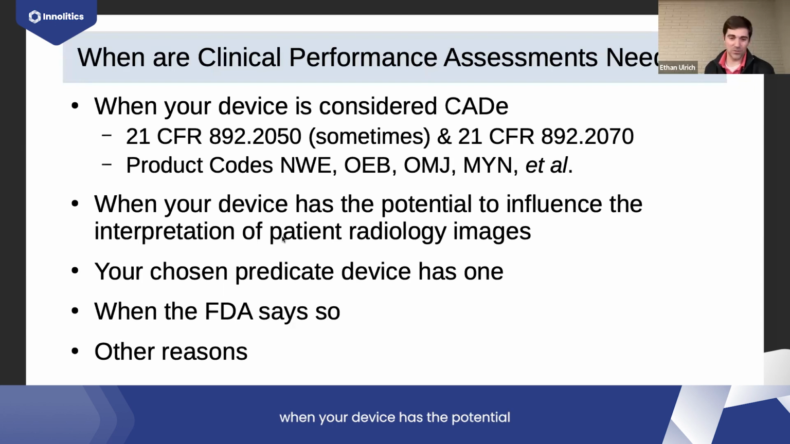When your device has the potential to influence the interpretation of an image, that is likely when you'll need some sort of clinical performance assessment. It may not be designed exactly like they are for a CADI device, but if you're influencing a reader in some way, there likely will need to be this type of assessment. You'll probably need it if your chosen predicate has this type of assessment. It'd be really hard to get away from that.